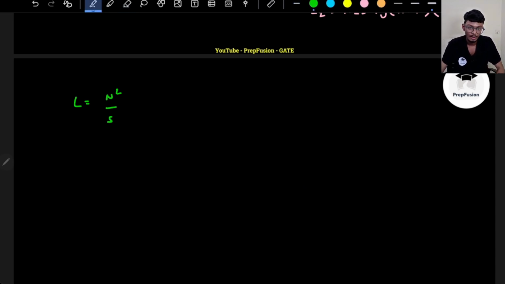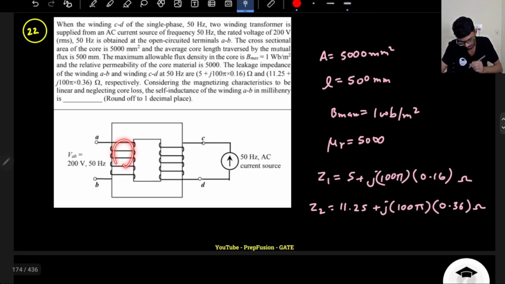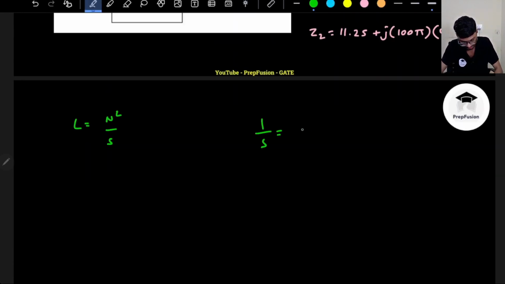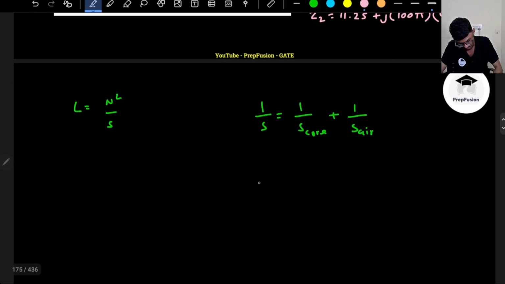But this time the reluctance is quite different. It is like a parallel circuit, because I have a number of turns here, but there are two reluctances. One is the air gap reluctance, that is the leakage reluctance. The other one is the core reluctance. So it is a parallel circuit. Basically I can write that my overall reluctance 1 by S will be the parallel combination of the core reluctance and the air gap reluctance, through which the leakage flux will flow. If I multiply N square on both sides, N square by S will be equal to N square by S core plus N square divided by S air.